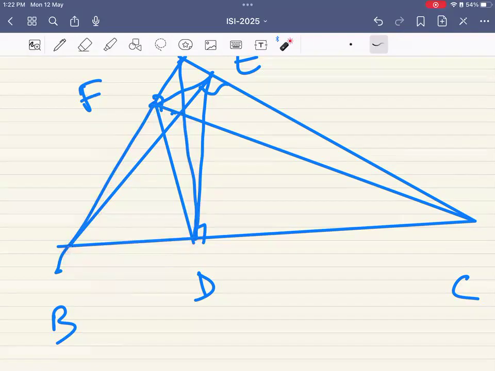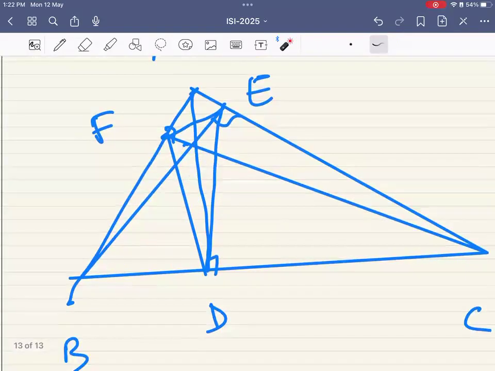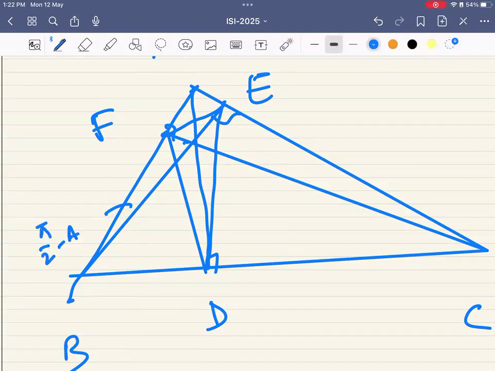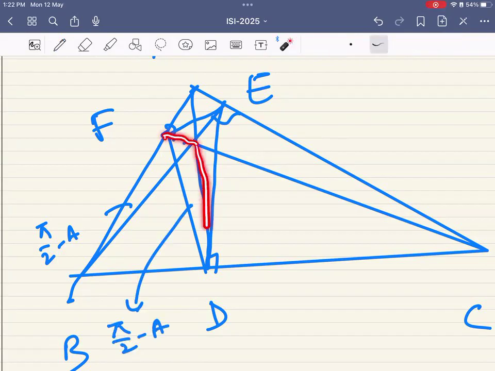And since this is cyclic, because ये right angle है, think about it. ये right angle है, think about it. So which means that this angle is equal to this angle, right? And this angle is simply, so look at this. This is A. So this angle is simply a right angle minus A. So this is right angle minus A. And therefore, by this argument, this angle is also right angle minus A, because this quadrilateral was cyclic, right?